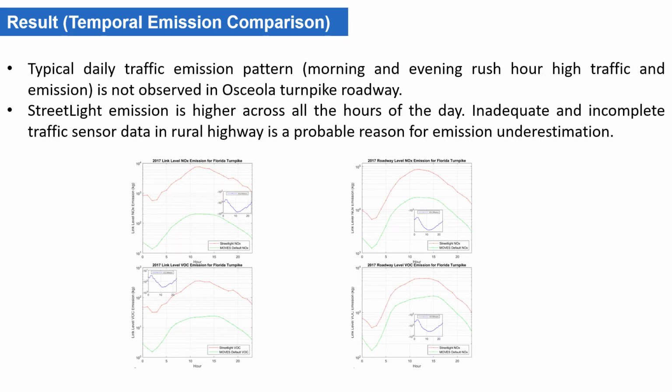The Florida Turnpike section is a rural highway mostly used by heavy-duty vehicles and high-speed traffic, where a working rush hour high emission is not observed. Rather, we observe only one peak at the middle of the day.